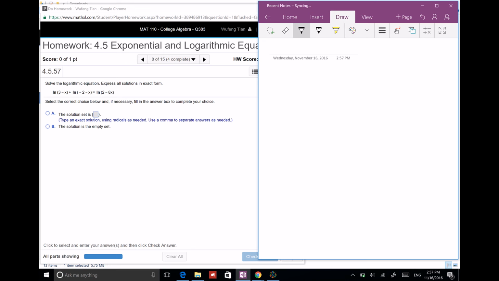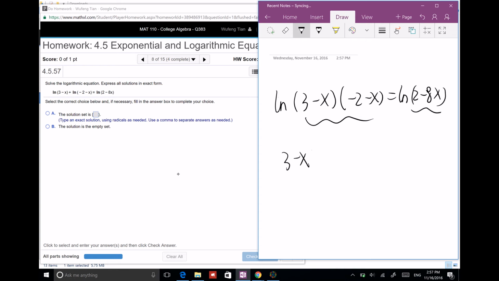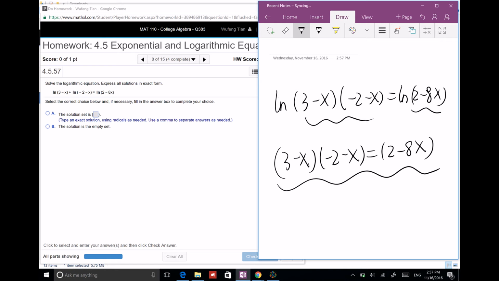Okay, so this one, we'll have to use the ln operation. ln of 3 minus x times negative 2 minus x equals ln of 2 minus 8x. So basically have this one equals the other one. So 3 minus x times negative 2 minus x equals 2 minus 8x. So from here, solve for x.